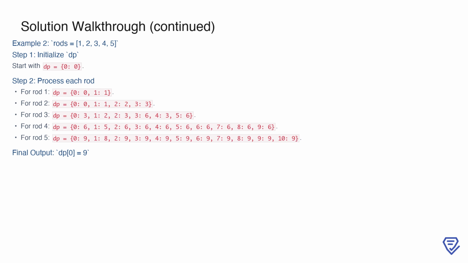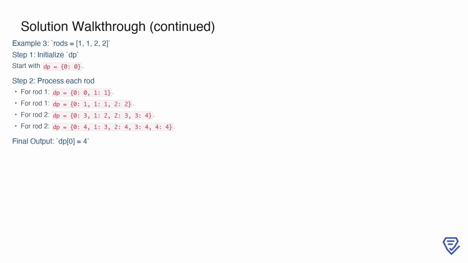Continuing with the fourth rod, which has a length of 4, the dp map evolves to 0, 6, 1, 5, 2, 6, 3, 6, 4, 6, 5, 6, 6, 6, 7, 6, 8, 6, 9, 6. Finally, after processing the fifth rod, the map becomes 0, 9, 1, 8, 2, 9, 3, 9, 4, 9, 5, 9, 6, 9, 7, 9, 8, 9, 9, 9, 10, 9. The maximum height of balanced billboards is therefore dp[0] equals 9.